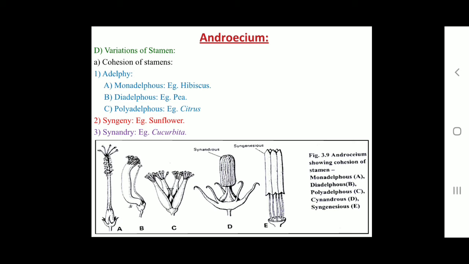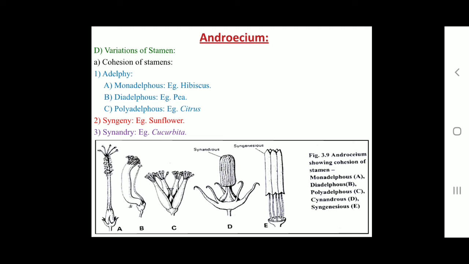See here, the filaments of all stamens in a flower are united to form a single bundle, to form a staminal tube, whereas the anthers remain free. The staminal tube encloses the ovary and style, example hibiscus. Then diadelphous condition. See here, the filaments of the stamens are united to form two bundles. Example, in pea, filaments of 9 stamens unite to form one bundle and the 10th stamen remains free. The staminal tube encloses ovary and style.